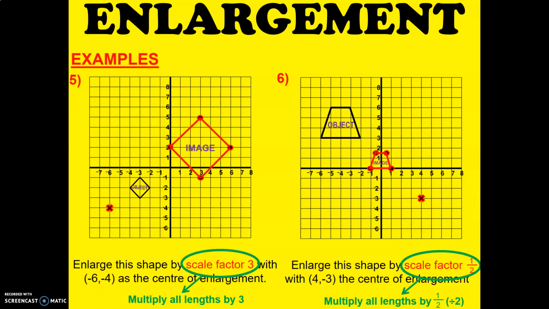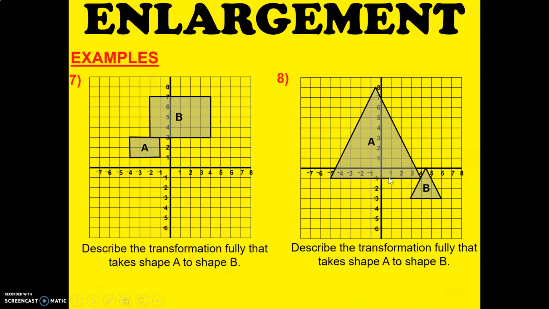Let me go back to that. So if it's scale factor 3, the object becomes bigger. But if it's scale factor 1/2, the object becomes smaller. Get it? Next example, the last two. Describe the transformation fully that takes shape A to shape B. Let's see that.